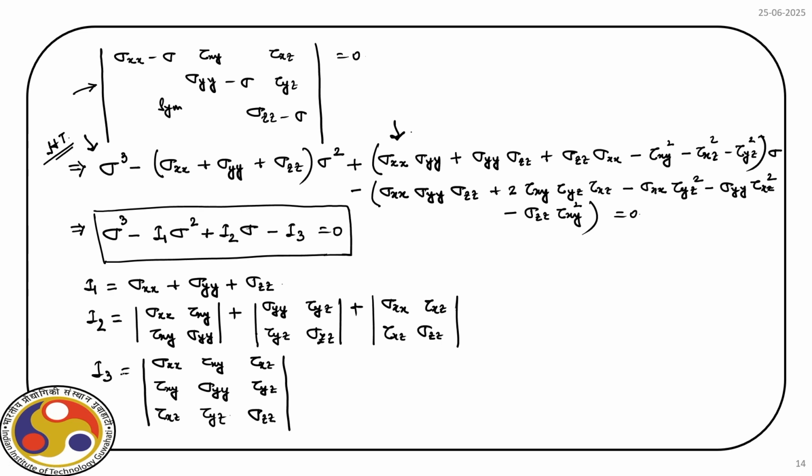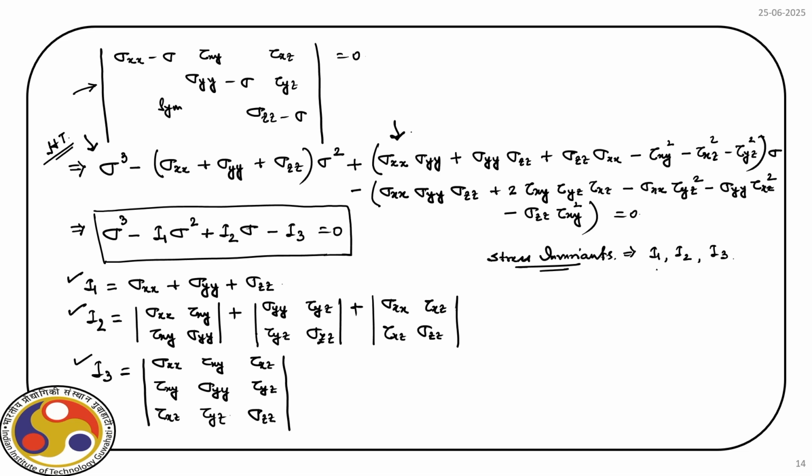Now, please look at these expressions. So, we have I1, I2 and I3 that we get from the 3D stress field itself. The moment we define the 3D stress field, we can calculate these 3 quantities I1, I2, I3. So, these are called stress invariants. So, stress invariants are basically I1, I2 and I3.